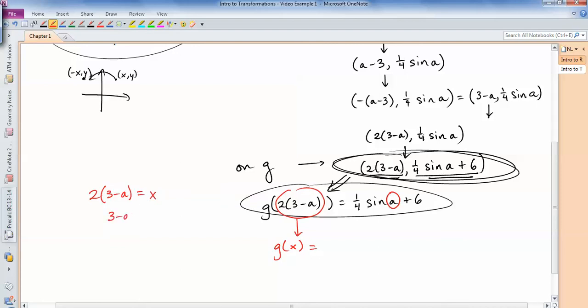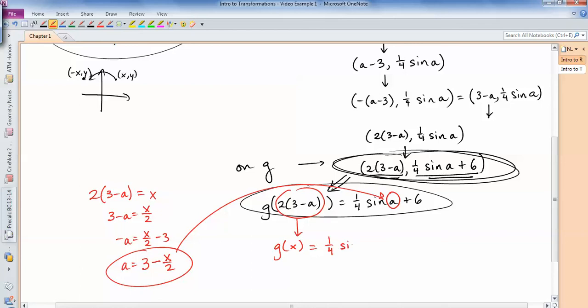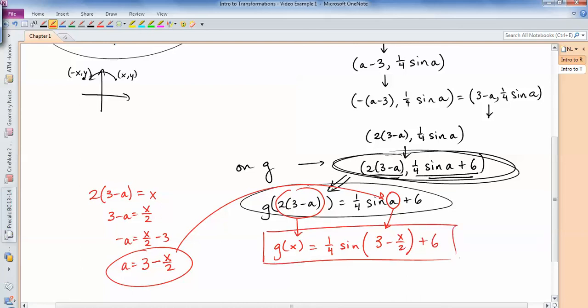I'm going to get 3 minus a equals x over 2. So negative a is x over 2 minus 3. So a is positive 3 minus x over 2. So there's my a, which I can now plug in here. So my g of x now, because I replaced it with x, is 1/4 sine, and then a is the same thing as 3 minus x over 2, plus 6. So here is my new function. The part that was hard for students was going from this to this. So make sure you understand that idea, okay, and then you're set.